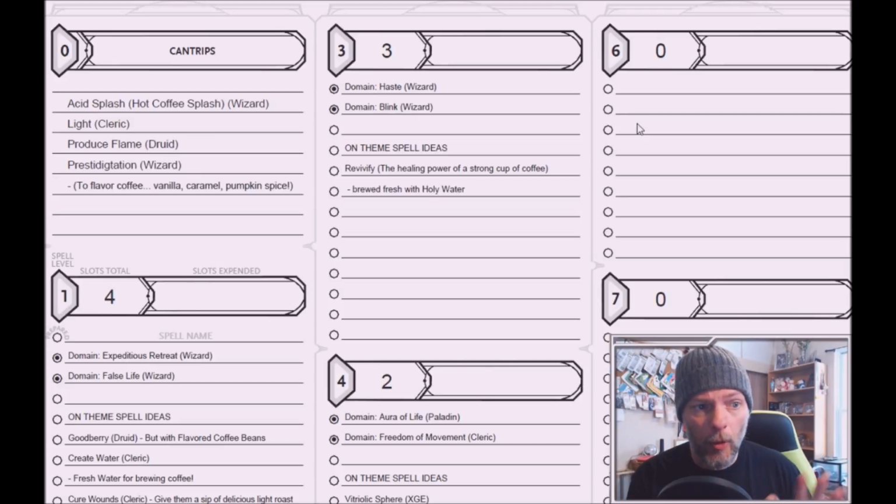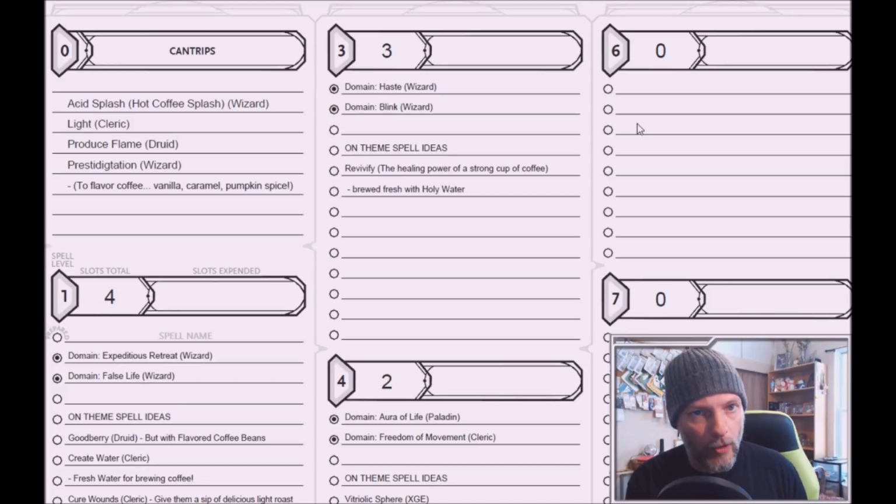The cantrips. Number 1, Acid Splash, which is actually a hot coffee splash, as previously explained. I chose Light, just because to have light as a human is always a good thing. Produce Flame. That is a druid cantrip, but if we are camped out, we are going to need to warm up our coffee. We've got a coffee pot. We can produce flame and brew us some coffee in the morning.